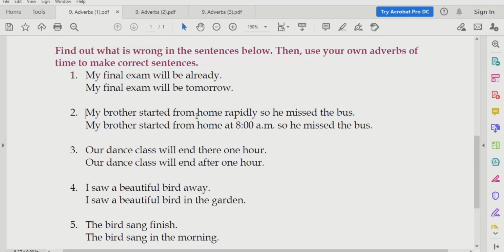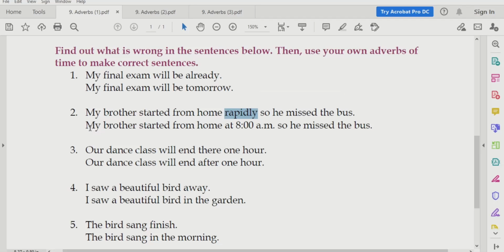My brother started from home rapidly, so he missed the bus. This sentence may sound right to most of you. You may think, what is a mistake over here? But please note, we don't use the word rapidly for human beings. We can use this word maybe for animals, maybe for non-living things. For example, if I am talking about a car, the car runs rapidly or the car moves rapidly. That means very, very fast.